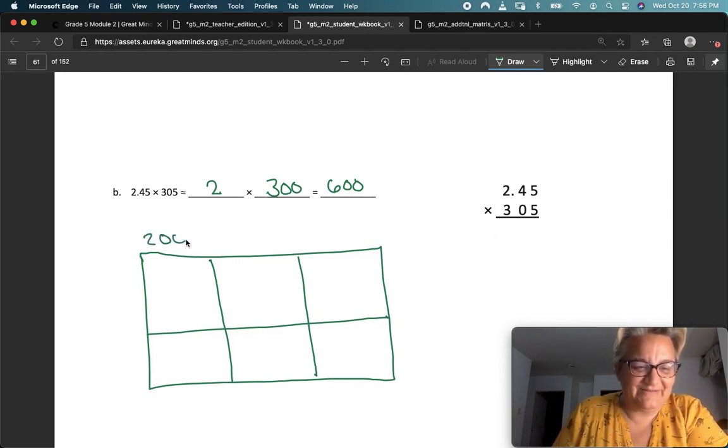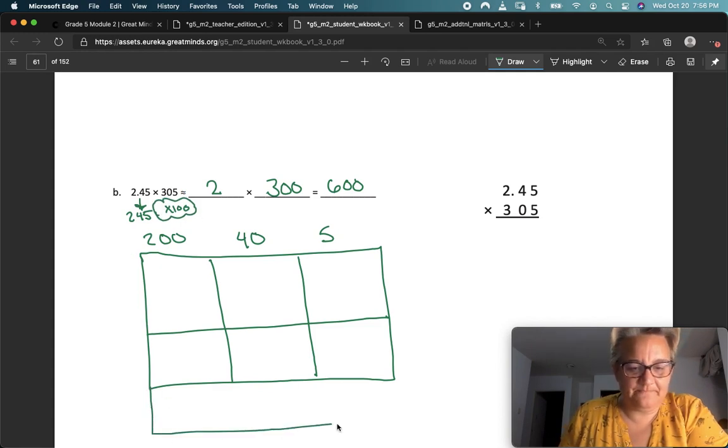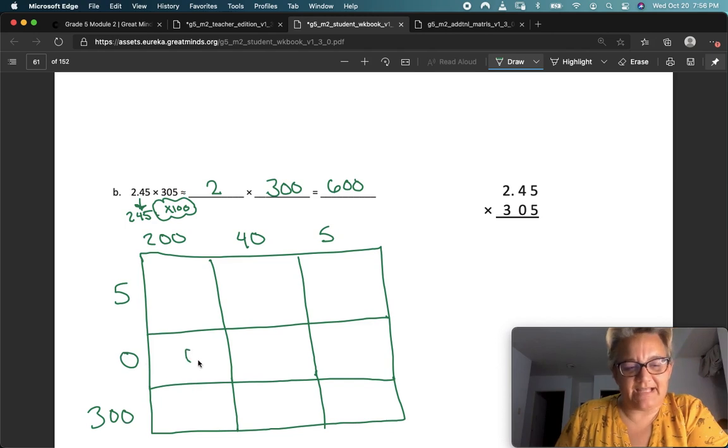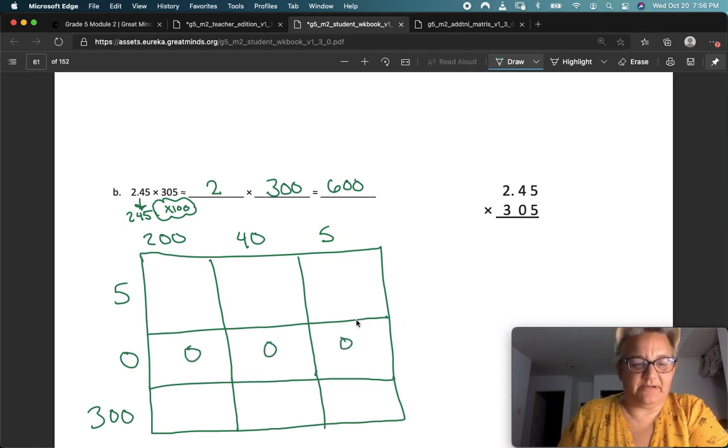Let's see, 200 here, 40, and 5, because I turned this into 245 by multiplying by 100 in my head. Okay, and on this side, I'm going to need another space, aren't I? Because I have 3 digits on that side as well. I've got 5, 0, and 300, right? 0 tens. So honestly, I really don't need this one, but I'm going to keep it there anyway.